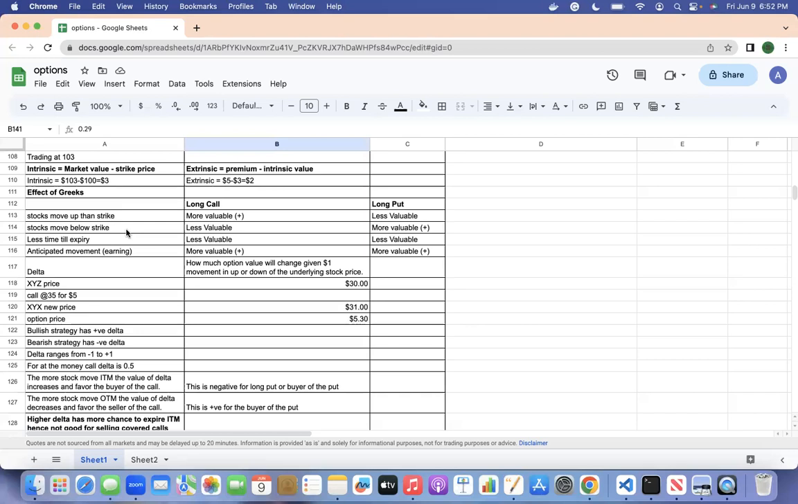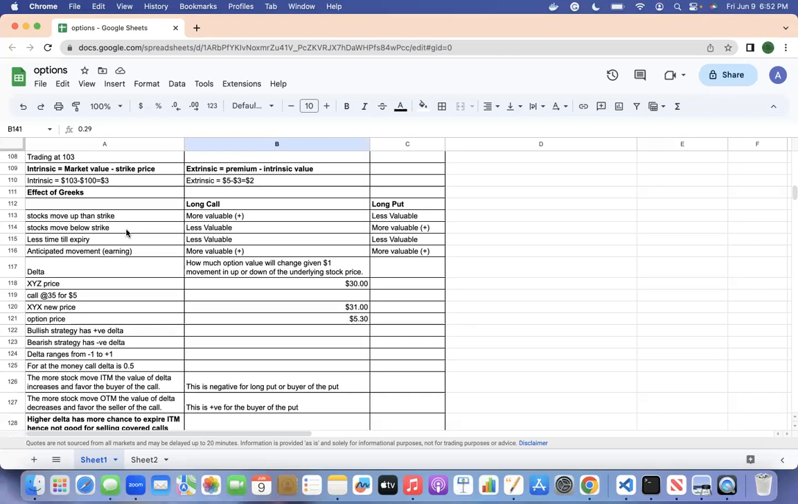In the opposite direction, with a bearish strategy, for example selling a call or buying a put, negative delta is better. As the value becomes more and more negative, it's good for your strategy because you're then making more profit on that stock. So you need to be very careful.